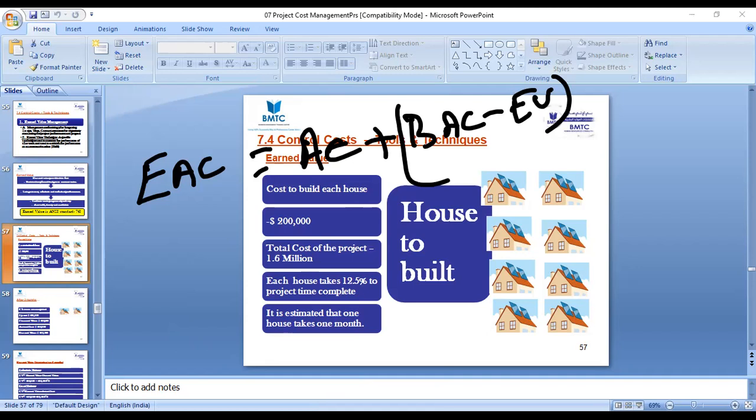So this is a scenario. Yes. So now you can say that this is a scenario, right? So what is your actual cost until the third month?